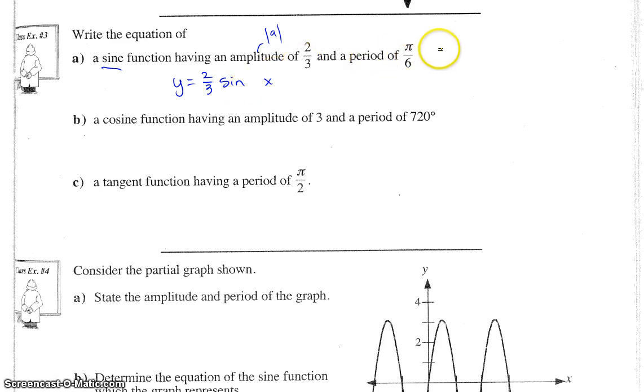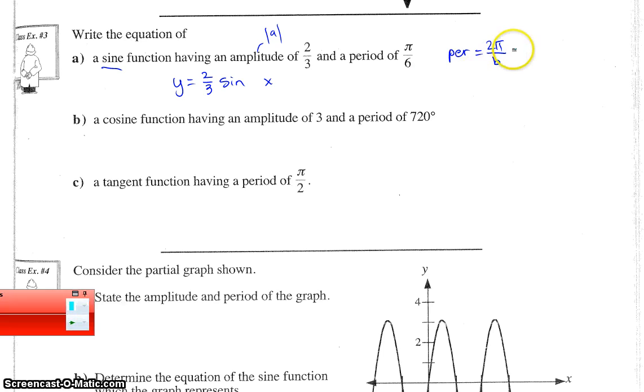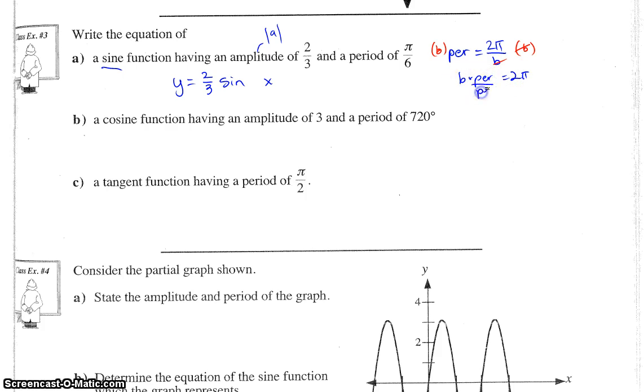What we're going to have to do is, let me just show you how this is derived. If period was 2 pi over b, let's see if we can isolate b, because that's what we need now for the equation. If we multiply both sides by b, that gets rid of that, and then we would have b times the period equals 2 pi, and now we want b by itself, so divide both sides by the period. And you know what we get? B is equal to 2 pi over the period.